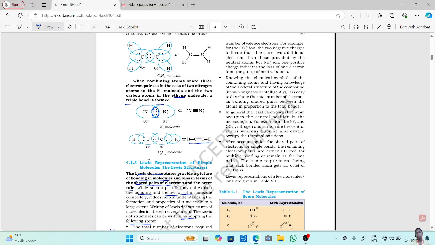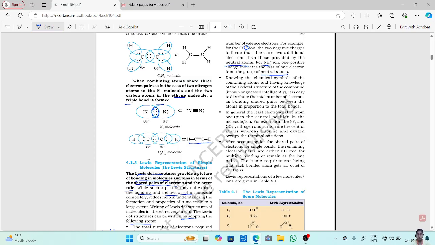Now for example, for CO3 2 minus ion, the 2 negative charges indicate there are 2 additional electrons than those provided by the neutral atom. So this 2 minus means this CO3 molecule has 2 extra electrons in it compared to the neutral atoms. NH4 plus means 1 electron is removed from the neutral atoms.